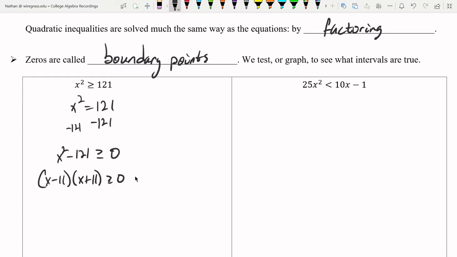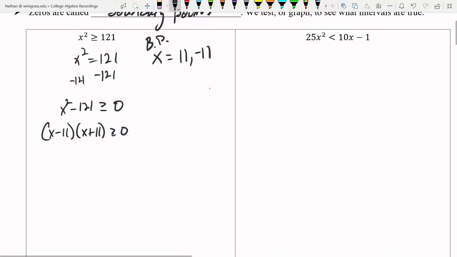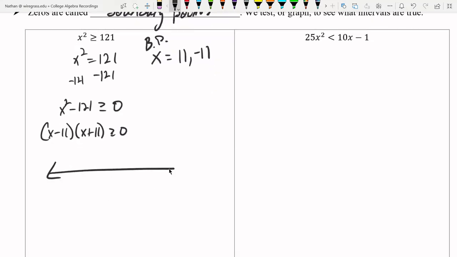And so our boundary points are where it's equal to 0. That's going to happen at x equal to positive and negative 11. Okay, what this does is it creates three intervals. We're going to have one from negative infinity to negative 11, then one from negative 11 to 11, and then finally one from positive 11 on up to positive infinity.